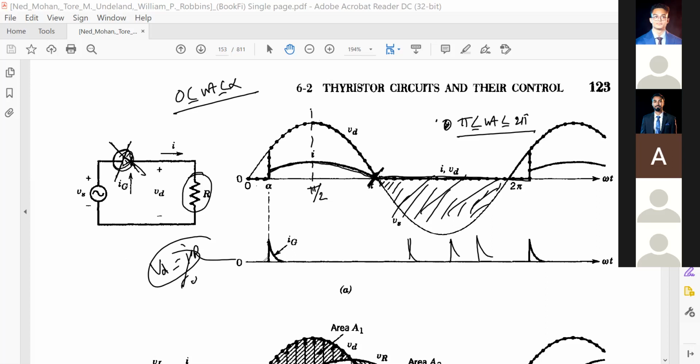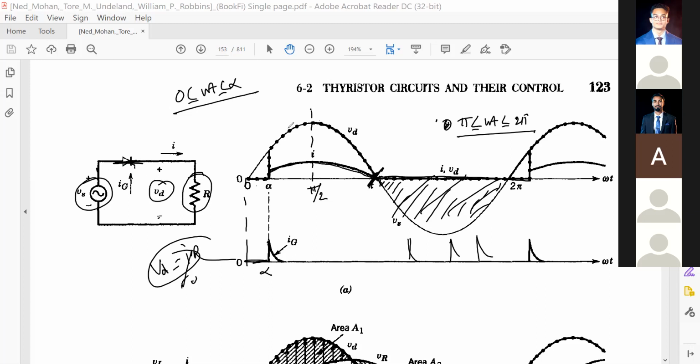Because we have not applied any gate pulse between 0 to alpha. Okay, so when we have applied the gate pulse, when the voltage is positive, the thyristor is forward biased, also on. If it is on, then your VD must be equal to your VS, right? Kirchhoff voltage law: negative VS, positive VD. So VD must be equal to VS.